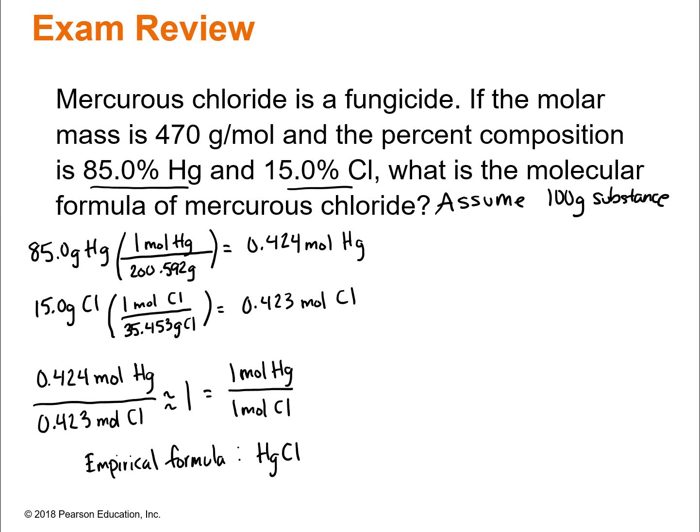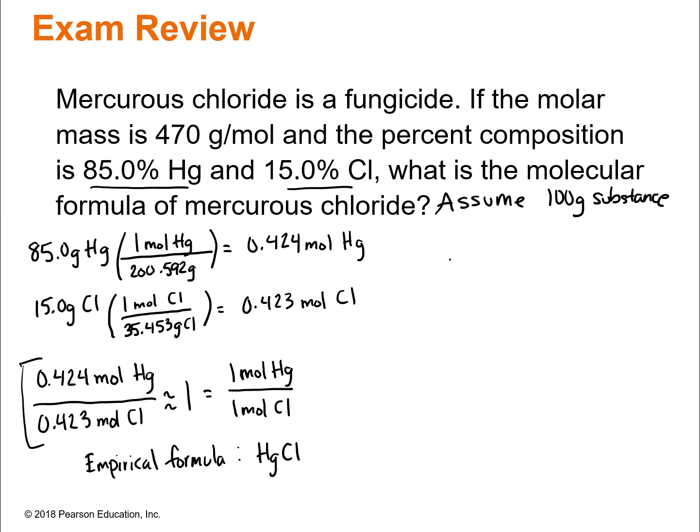Now that we have the empirical formula, we have to figure out, so how do we put that in the calculator? Which part? The ratio part? So you would divide 0.424 by 0.423, and you would get 1. But you have to know that that 1 means 1 mole of mercury for every 1 mole of chlorine. Okay.